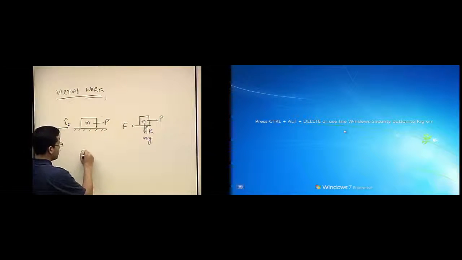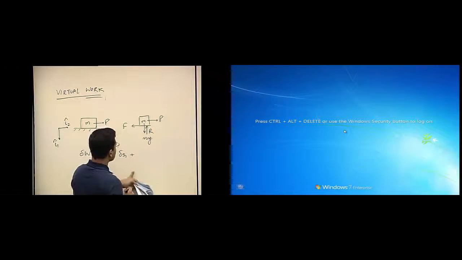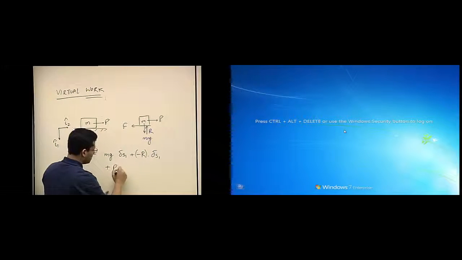Through virtual work we defined that the sum of all the forces on the body owing to virtual displacement vanishes for equilibrium, right? So let's do that. I have my virtual work, which is mg, a real force but with a virtual displacement in I1, delta S1, plus minus r times delta S1, plus P times delta S2, minus F times delta S2.